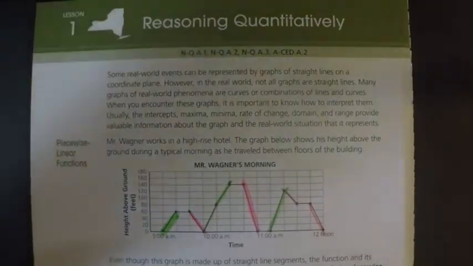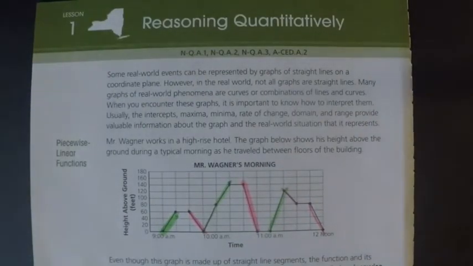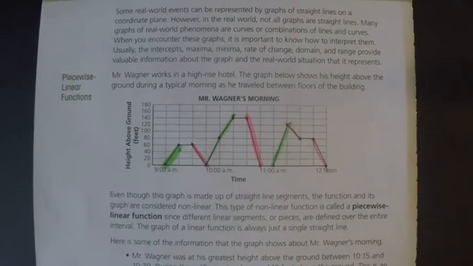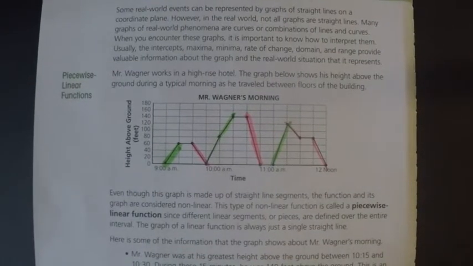So even though this graph is made up of straight line segments, the function is called a piecewise linear function, and it's considered nonlinear. This type of nonlinear function is called a piecewise linear function, since different line segments or pieces are defined over the entire interval. The graph of a linear function is always just a single straight line. So when we're defining this as a piecewise linear function, it's a group of different line segments over the course of the domain of this graph here.